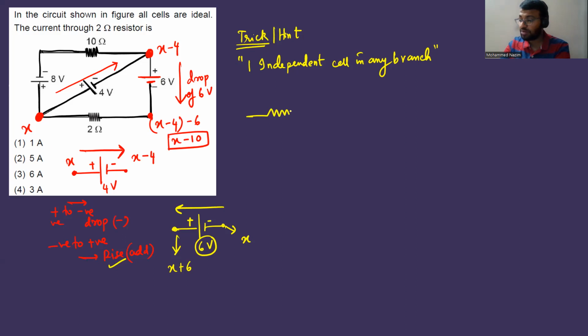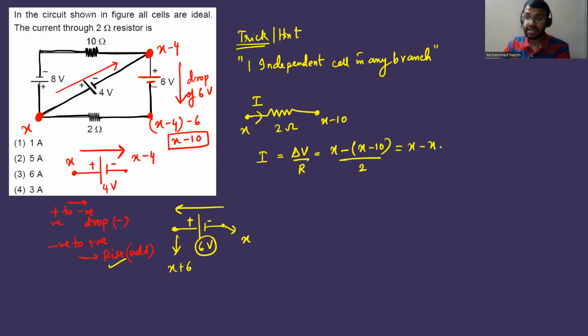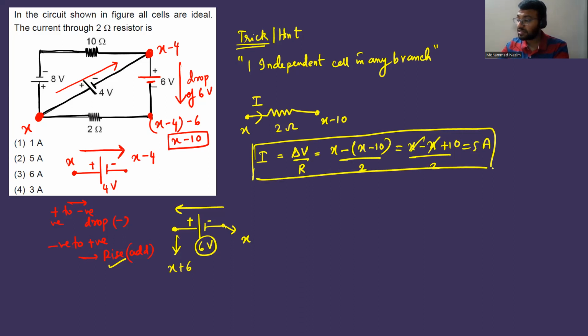So you take the 2 ohm resistor separately. This is X, and this is how much? X minus 10. So obviously current is going to flow from high potential to low potential. And we know current formula is what? Potential difference by R, Ohm's law. Potential difference is X minus of X minus 10 divided by 2. So this will be X minus X plus 10 divided by 2. So this is going to be 10 by 2, which is 5 ampere. This is the current, 5 ampere.